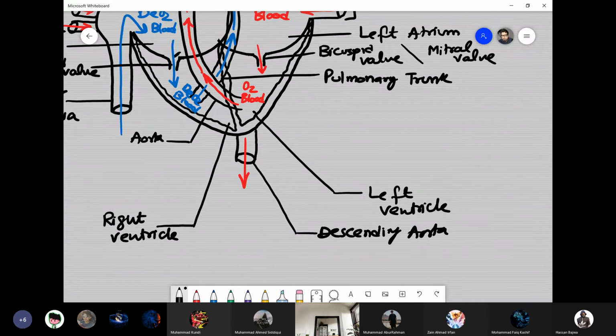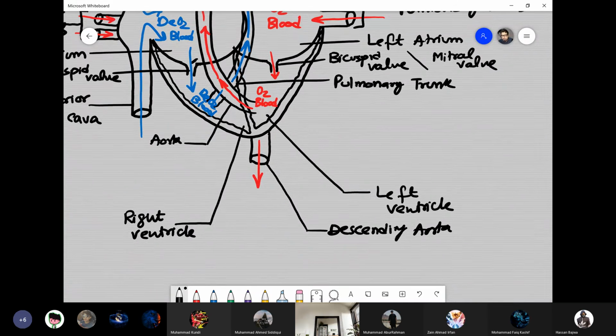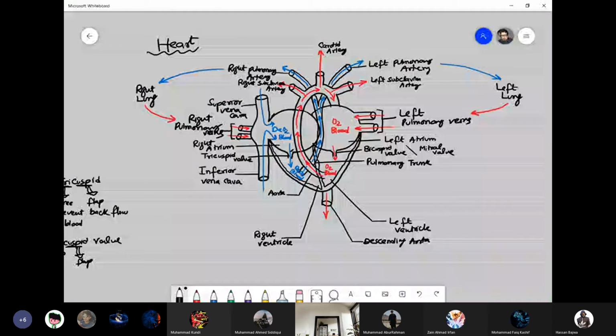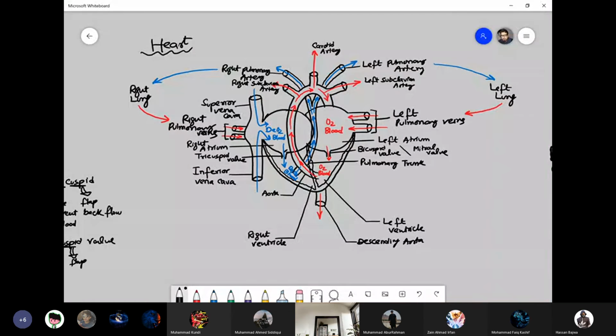As it is taking the blood down, that is why it is called the descending aorta. Understood everyone? Now all the red arrows which you are seeing show that this is carrying the oxygenated blood to the whole body. This descending aorta will take the blood to the rest of the body, to the abdomen, to both legs, to all the organs present in the lower chest and the abdomen. Understand everyone?